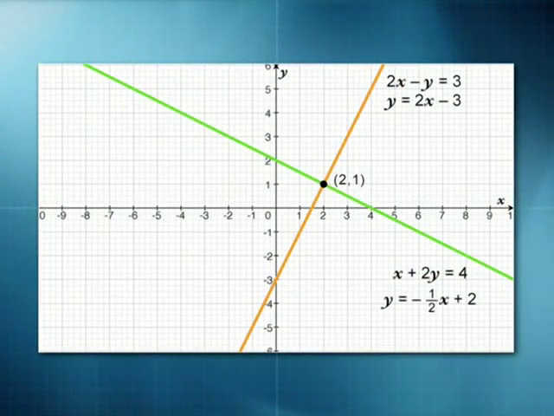Here's the geometry of this situation. That first equation is the same line we had before, y equals 2x minus 3, but the second equation, x plus 2y equals 4, if you do it in slope-intercept form, comes out to be y equals minus x over 2 plus 2. And these two lines have different slopes, and hence they're going to intersect. And they intersect in the point (2, 1). So, a unique solution.